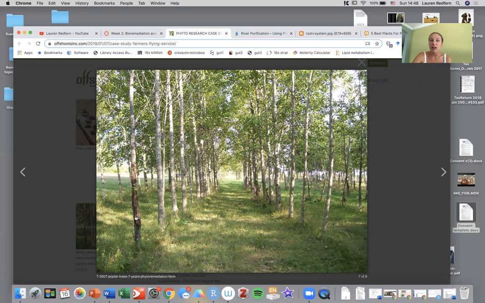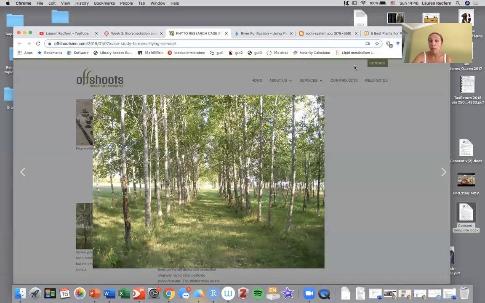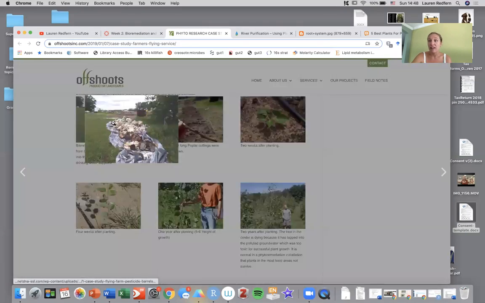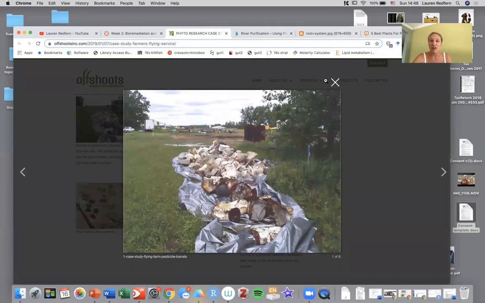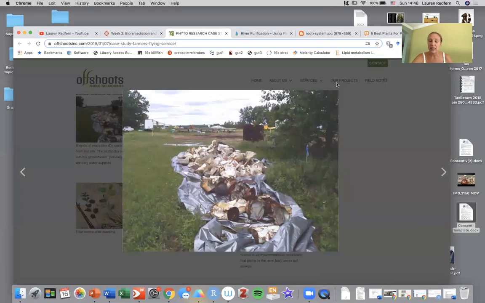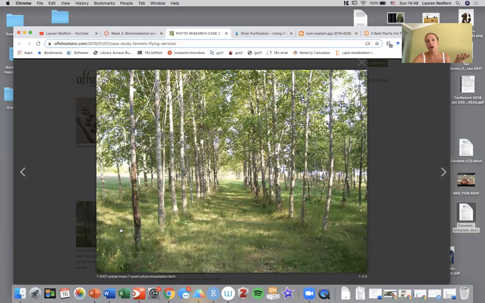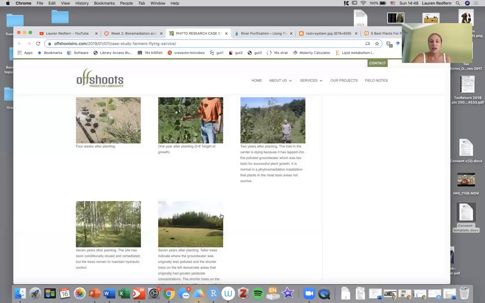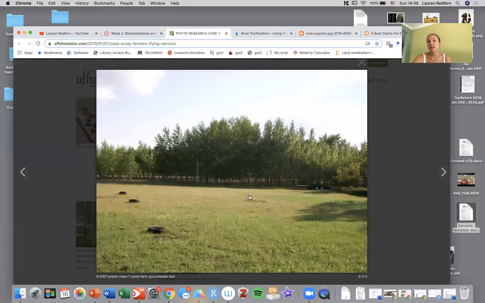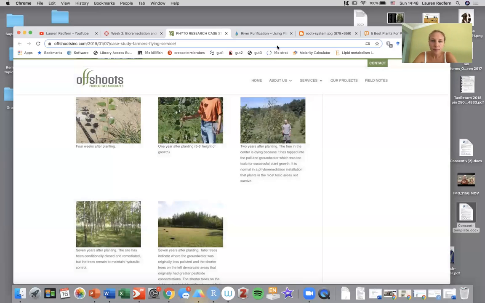And now we have a site that used to look like a dumping ground for these chemicals, and nobody would want to live here or go here. And now we have a beautiful site that not only has trees for an aesthetic purpose, but they've been able to remediate the chemicals that are there. And you can see it just looks like a nice grove of trees instead of a pesticide farm, kind of.